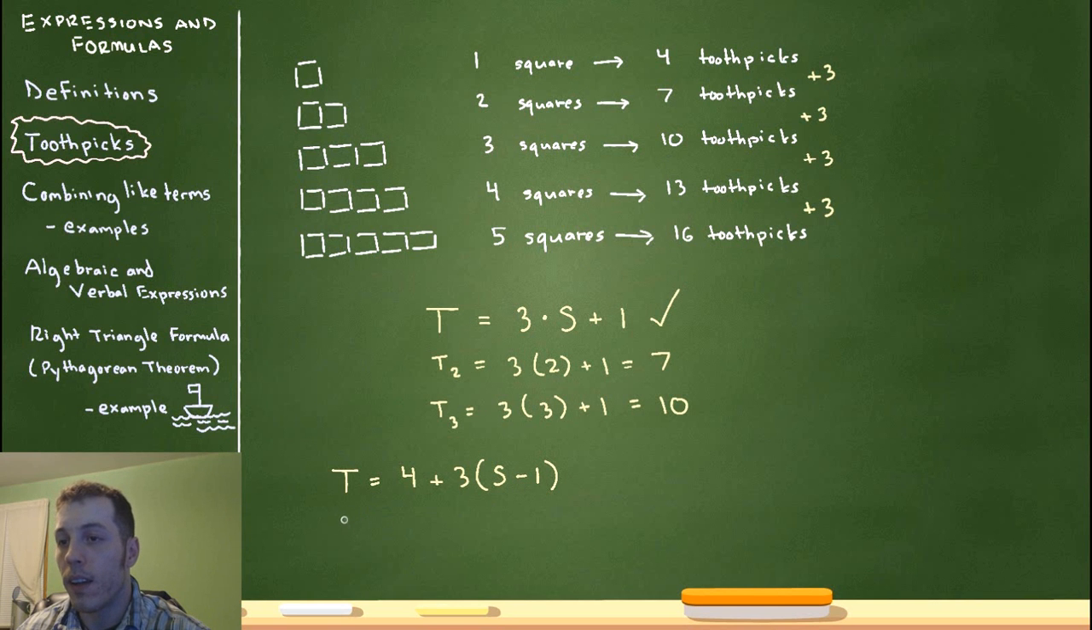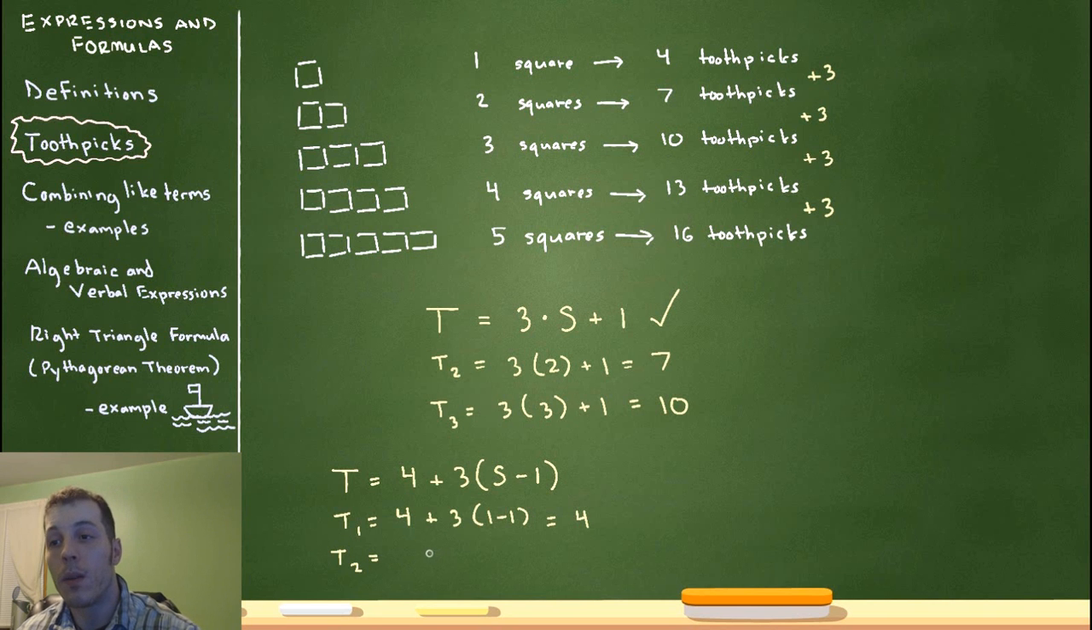Okay, so let's see. When I have 1 square, this formula says I would need 4 plus 3 times 1 minus 1. Now 1 minus 1 is 0, following the order of operations, parentheses first, right? And then 3 times 0 is 0, plus 4 is 4. And that's what we want, right? 4 toothpicks when we have 1 square. And let's just check the next one really quick. If we have 2 squares, this will be 4 plus 3 times 2 minus 1. This is equal to.